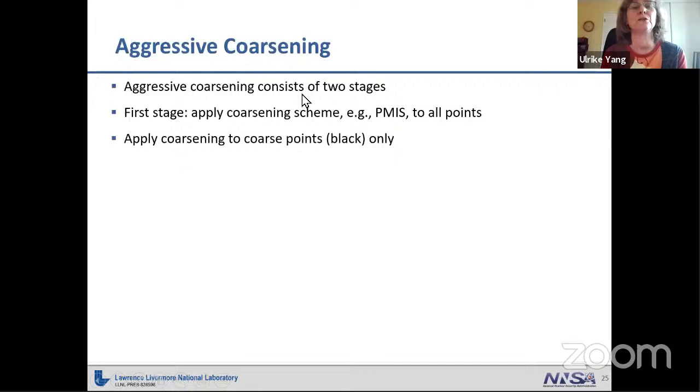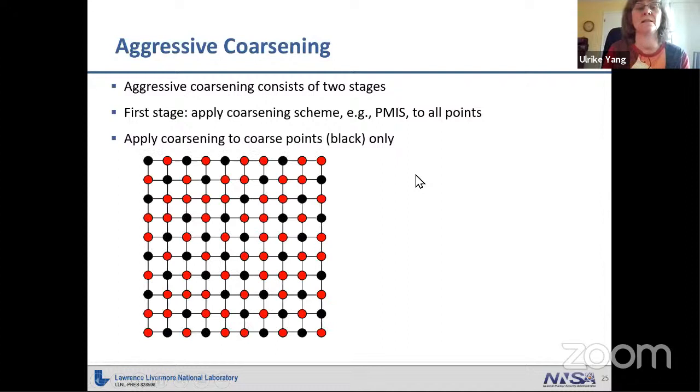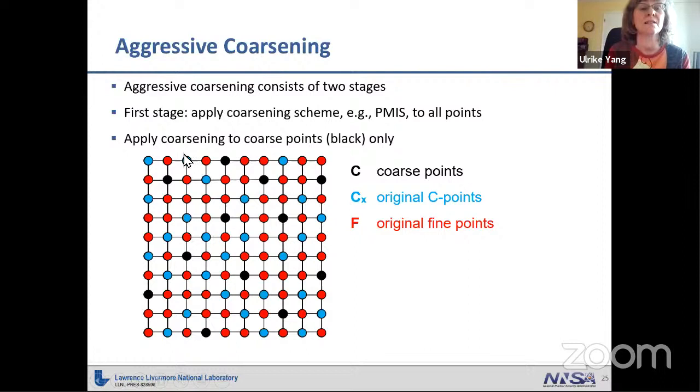Just to say a few things about aggressive coarsening, it essentially consists of two stages. In the first stage, you coarsen just like you would normally apply PMIS to your graph. And then you coarsen just the original coarse points, and you get an additional number of new fine points. We call them CX here. And that's essentially aggressive coarsening.